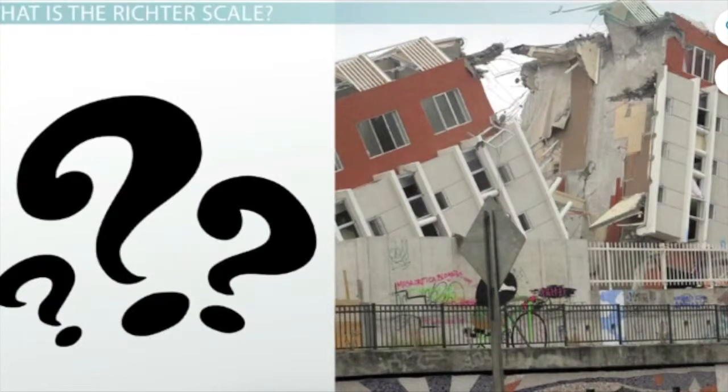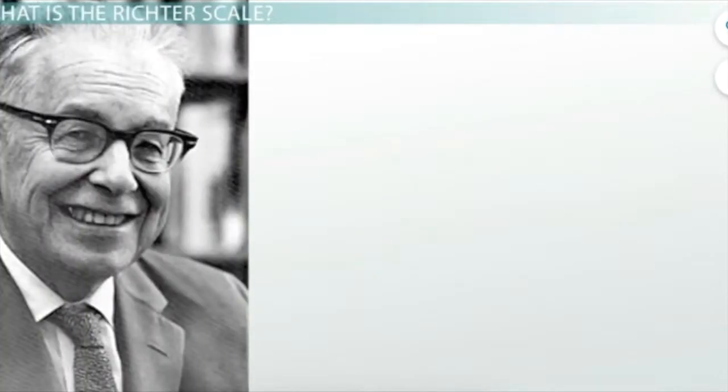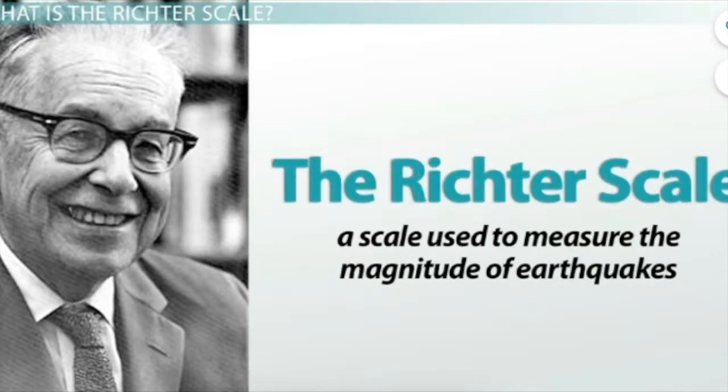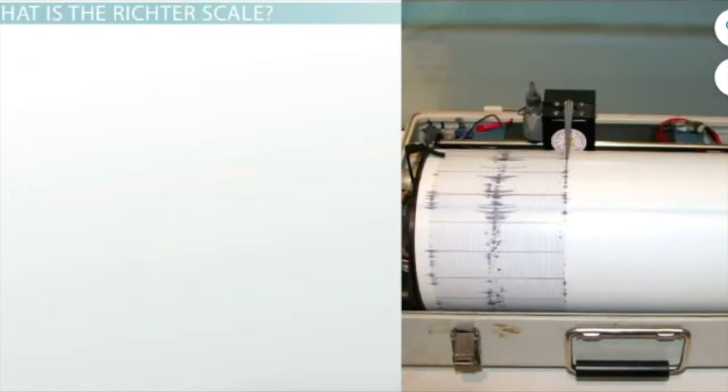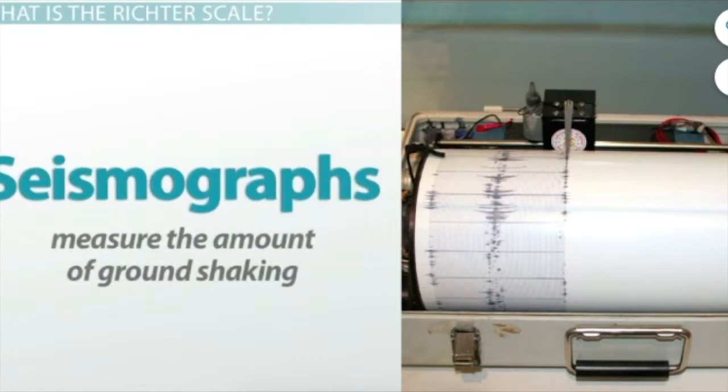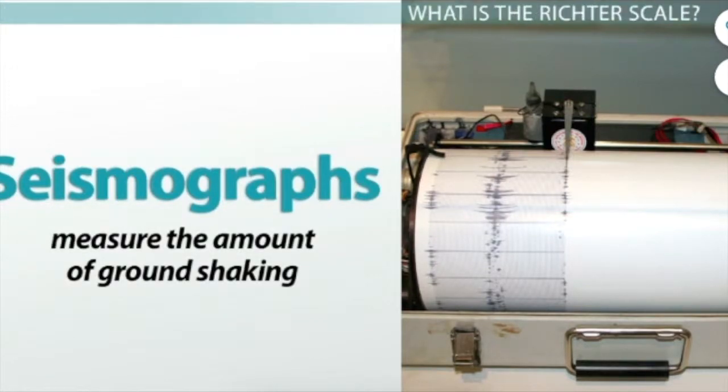while it's happening. In 1935, Charles Richter developed the local magnitude scale, a scale used to measure the magnitude of earthquakes. Now called the Richter scale, these measurements tell us how much the ground shook during a quake and how much energy was released. This information comes from seismographs, which collect data and directly measure the amount of ground shaking.